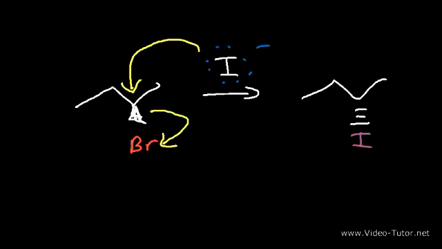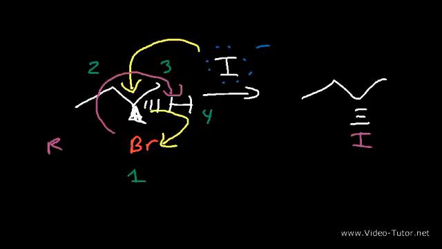So let's find out what the configuration was before. If Br is in the front, H is in the back. So let's assign Br a value of 1, the ethyl group 2, methyl 3, H is 4. So if we count from 1, 2 to 3, we can see that this is going clockwise, so we have the R isomer. Therefore, the product is the S isomer.